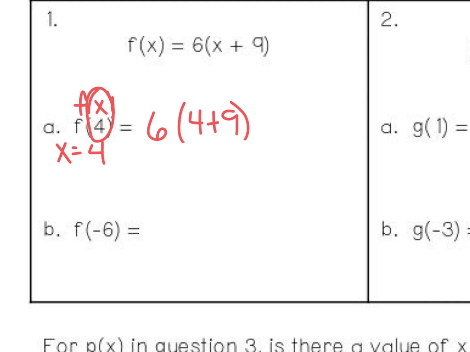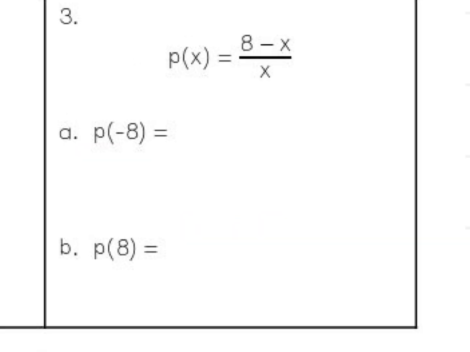So, what are you going to write for f of negative 6? Equals 6 times, in parentheses, negative 6, plus 9. And then you could put it in your calculator. On your practice, you will plug that into your calculator, or you can solve it by hand. Right now, I don't want to waste time on that, so we're just going to set it up.